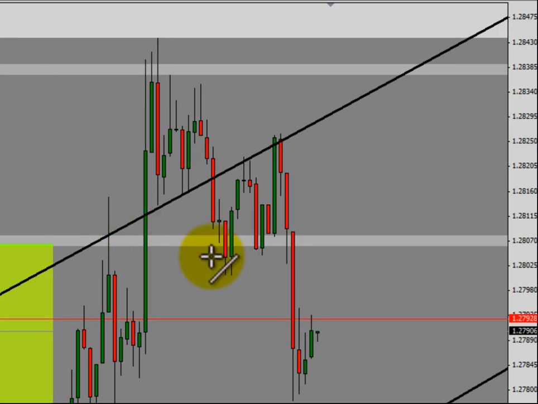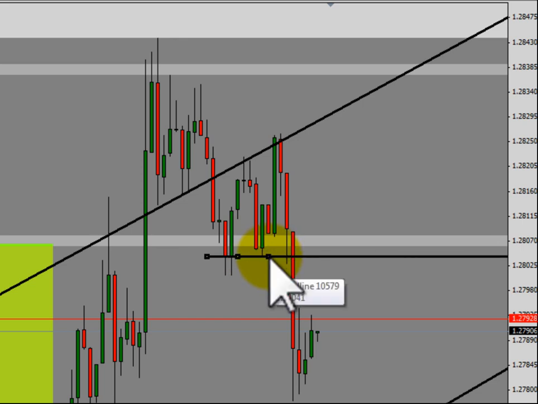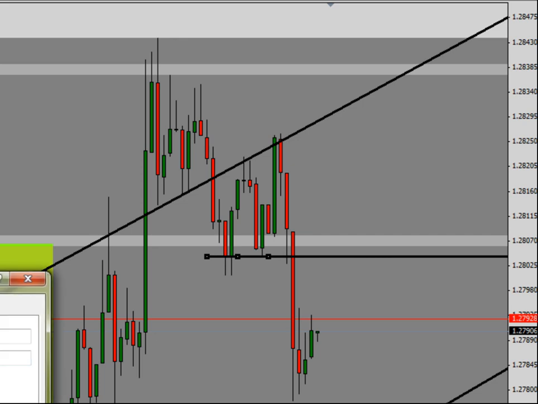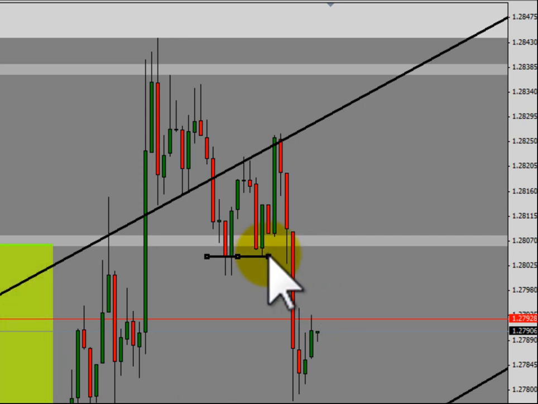This is a level of support. Let me change this to not array. Unselect array, and then it's just a little line. Okay, so look at this. Do you see how this comes to this level and it goes up, retest? You sell it. You have to take profits here.